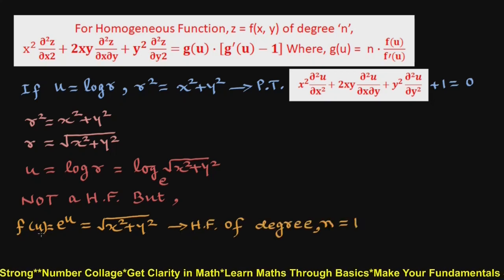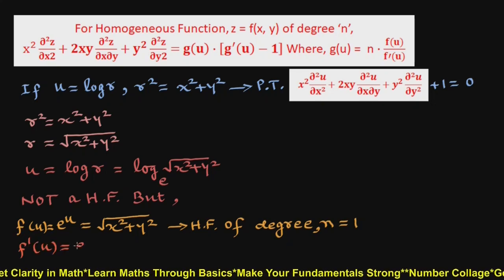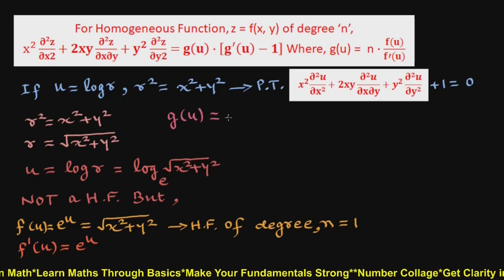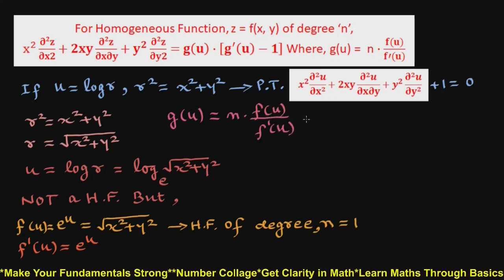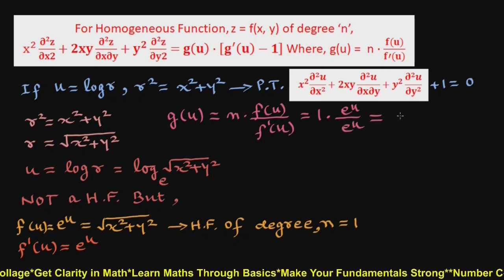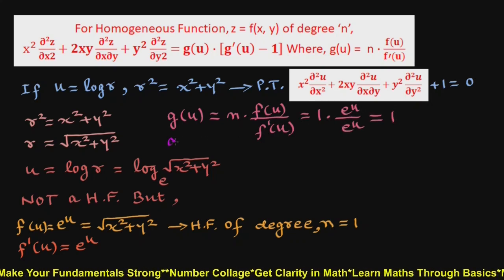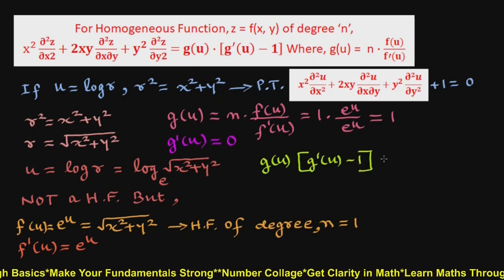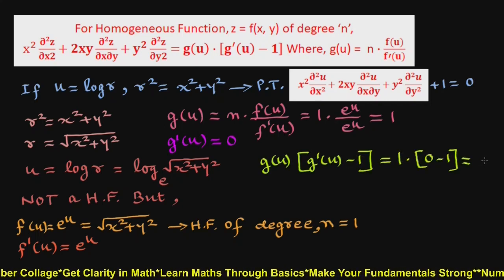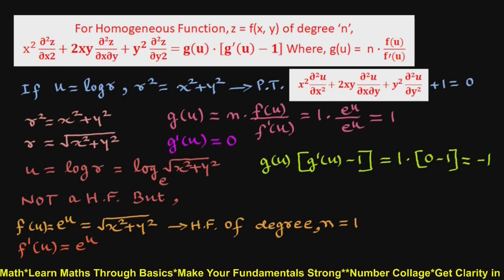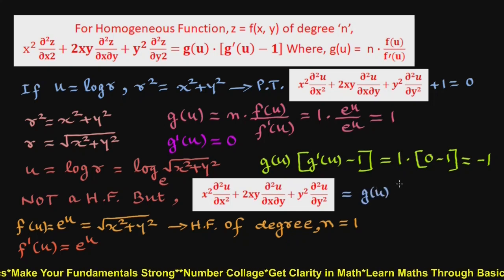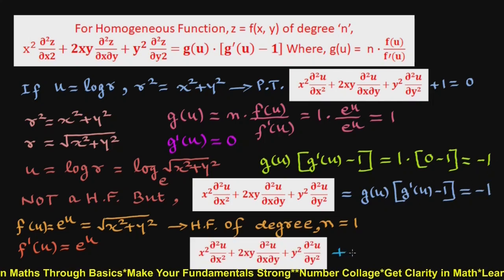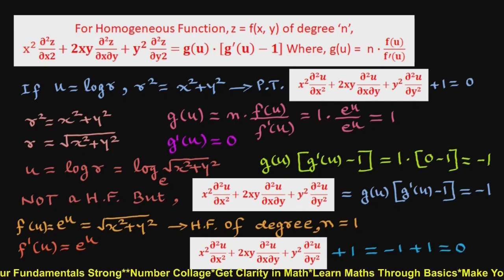n equals 1. If f(u) is e raised to u, f'(u) is also e raised to u. Next, we find the value of g(u), which we have seen is n times f(u) upon f'(u), which will be 1 into e raised to u upon e raised to u, that is 1. So g'(u) will be 0. Now we find the value of g(u) into g'(u) minus 1, that will be 1 into 0 minus 1, that equals minus 1. Now we have the value of this equals g(u) into g'(u) minus 1, which we have found minus 1. Therefore, this value plus 1 will be minus 1 plus 1, 0. Hence, this is proved.